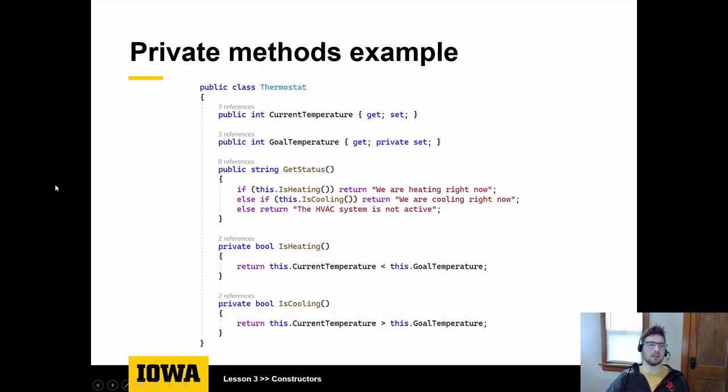So this is some derivative of the thermostat class where we have a public method, get status, that tells you what state the system is in right now. Are we heating? Are we cooling? Are we not doing anything? And the public method is calling these private methods to help it do its job. So we can make private methods that are only accessible from other methods that are in the class.